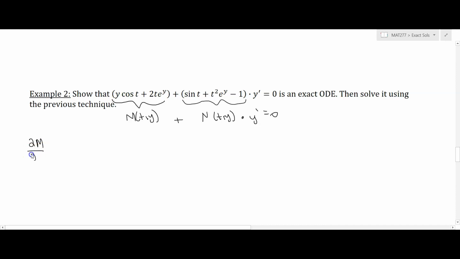So dM/dy will equal, the derivative of y cosine t is a constant, the derivative of y is 1. 1 times cosine t is cosine t. Again, 2t is constant here. The derivative of e to the y is e to the y, so this becomes 2t e to the y. And now we need to check dN/dt, and the derivative of that with respect to t, well, the derivative of sine of t is cosine t. The derivative of t squared e to the y is a constant, factor that out. The derivative of t squared is 2t. 2t times e to the y is 2t e to the y. And these are equal.